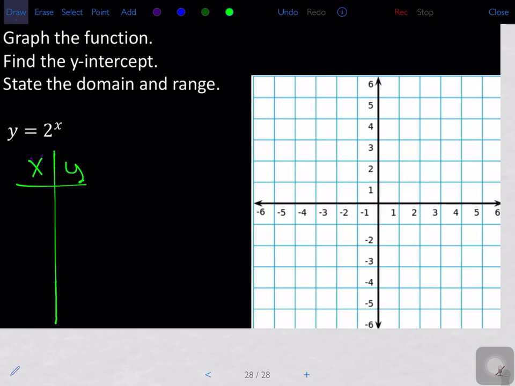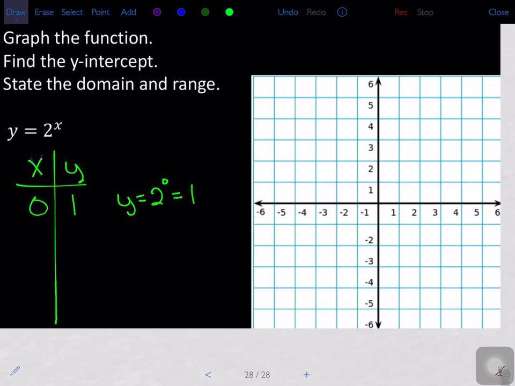So 0 might be the easiest one to start with. So let's pick x equals 0. Okay. So y equals 2 raised to the 0 power, which is 1. So y equals 1. And so that's a coordinate pair. X is 0, y is 1. We'll come back and graph that in just a second.